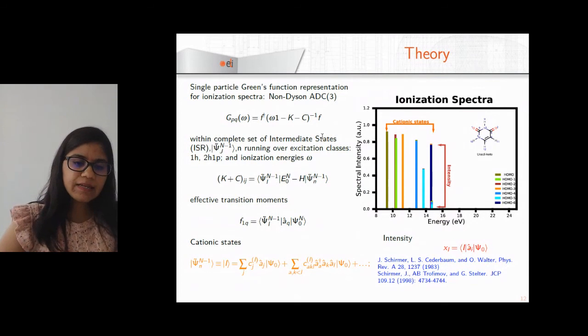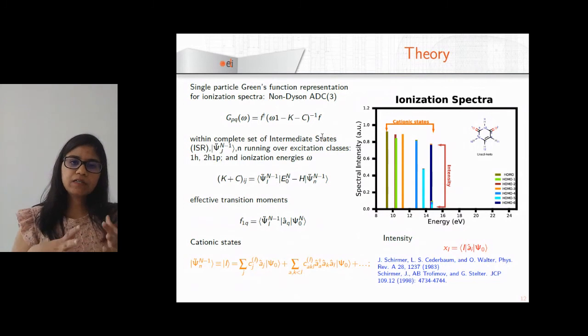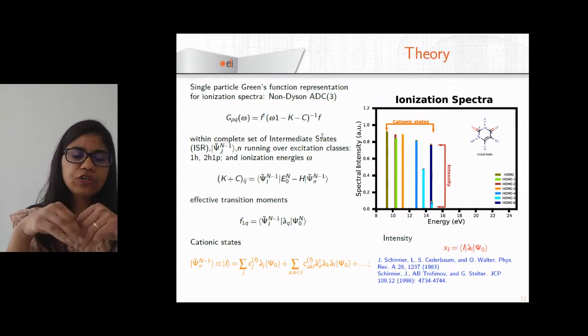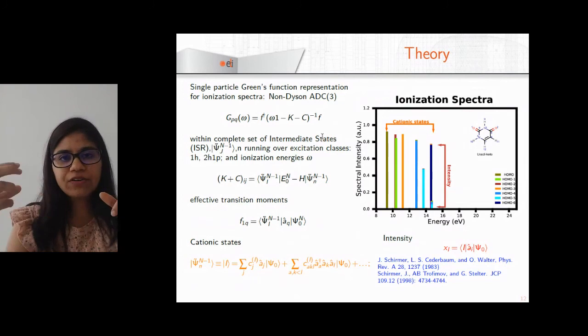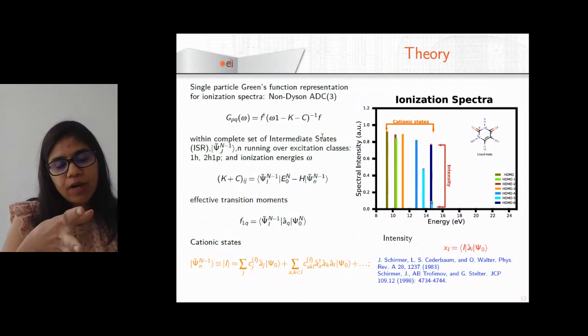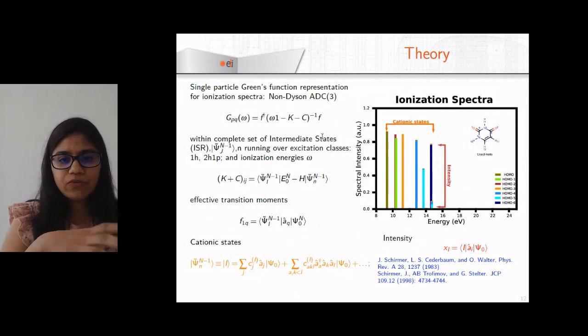So what is ADC or non-Dyson ADC? It's a single particle Green's function. Now in this one, how it is different from the Dyson part is you decouple the Green's function ionic part and the electron affinity part, and you propagate only one. So use only one part of it. So in the study, we use the ionization part of it.